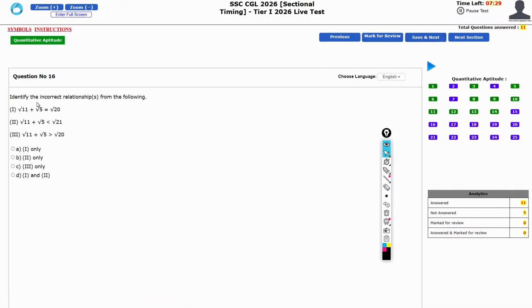Which of the following is incorrect? This is more than 4. This is 4.5 approx. Can never be equal, right? The next one is less than and greater than. Okay. If I need to whole square them, if I whole square them 1 to 1, so definitely only 2, right?